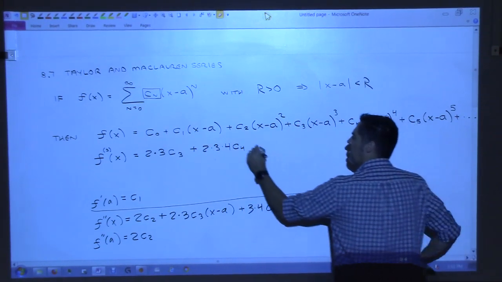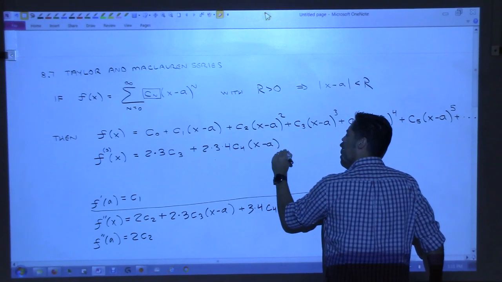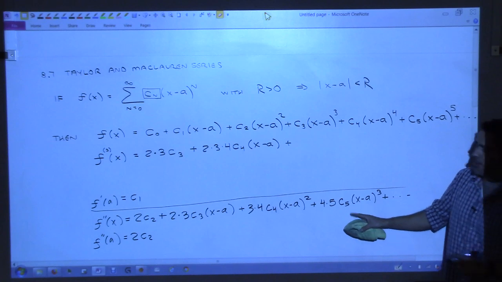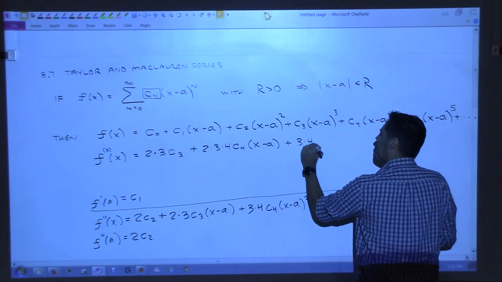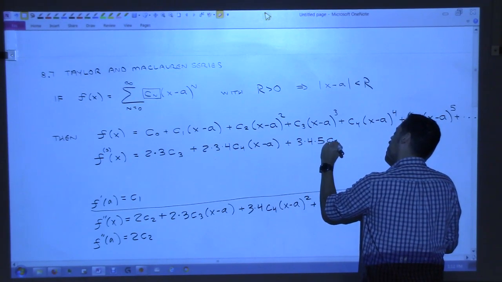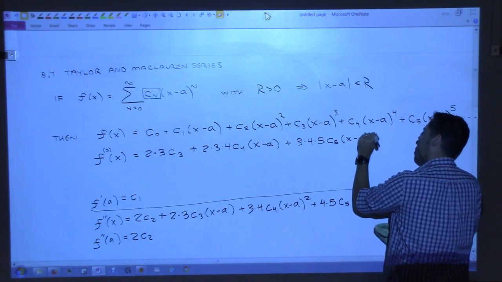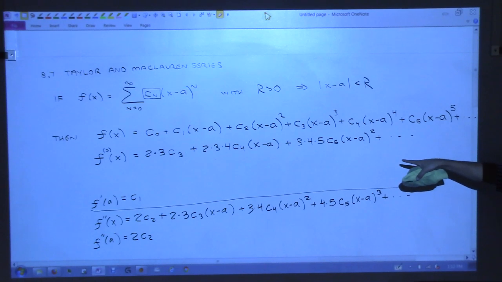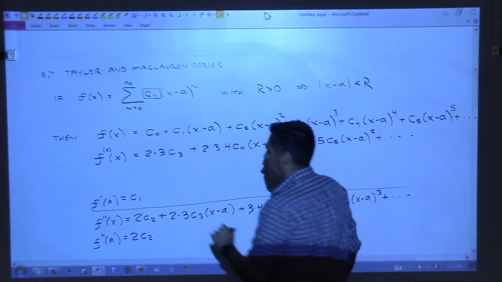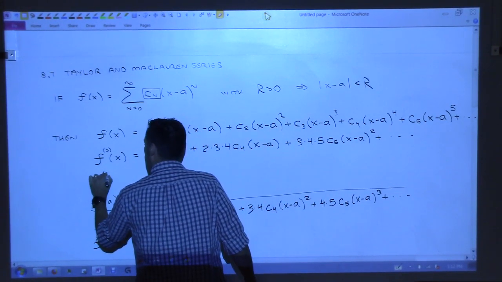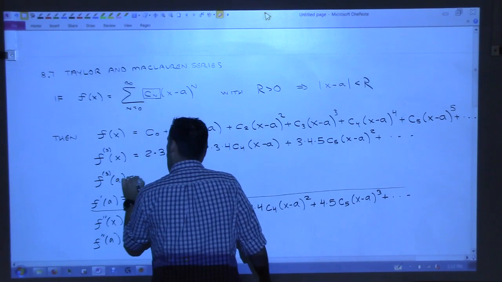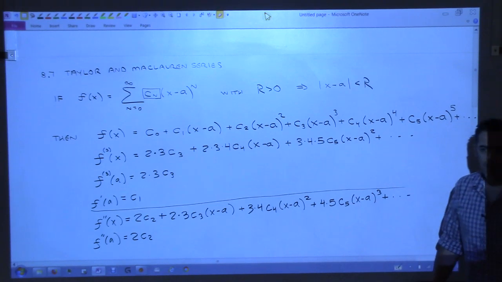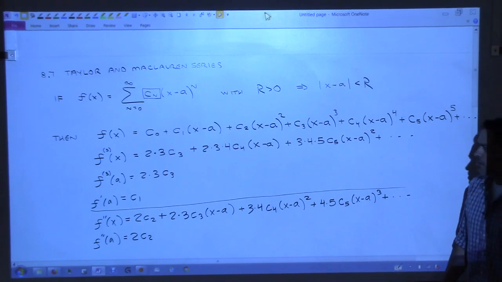And then x minus a, in parentheses. Then plus the next one, which is going to be 3 times 4 times 5, c sub 5, x minus a squared plus dot, dot, dot. Now when I plug a into this, the third derivative at a is 2 times 3 c sub 3. Is that enough of the pattern to see what's going to happen?